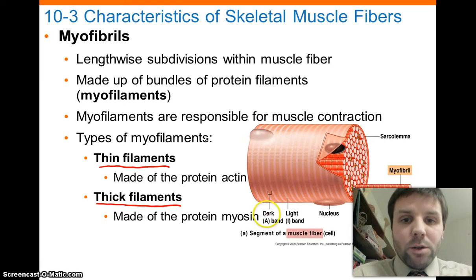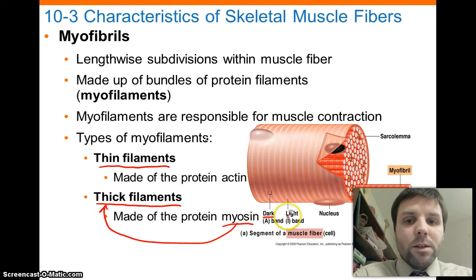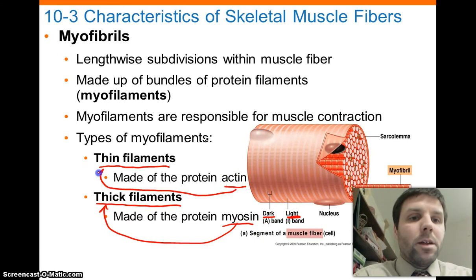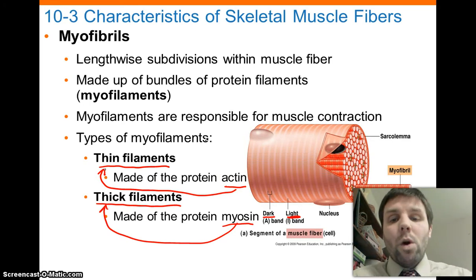So looking at this picture here, you can see we have a dark band. That dark band is going to be made up of our myosin. Okay, they are the thick filaments. Keep that in mind. We also have light bands, that lighter pink in there. The light bands are going to be made up of actin, and the actin then therefore makes up the thin filaments. So when we're talking about thick and thin and light and dark, we're talking about what can pass through in terms of light.